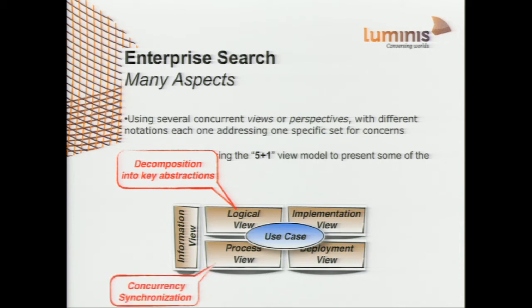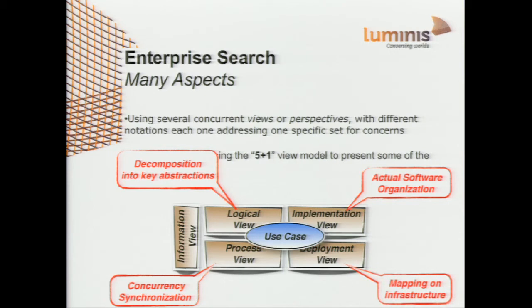The next view we're going to use in our talk is the process view. The process view is all about processes, threads, concurrency, and has a lot of impact on the scalability of your system, which is of course very important in enterprise search. Then we're going to talk about the physical layout of a typical enterprise search application in your development environment, which technologies are used, which libraries are used, and how they are put together to form the solution.